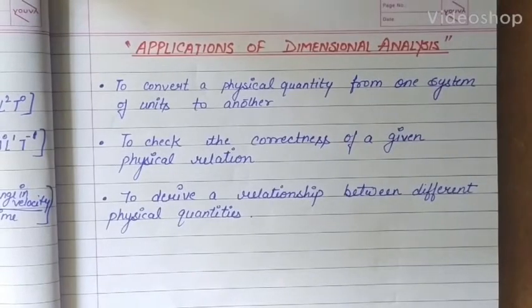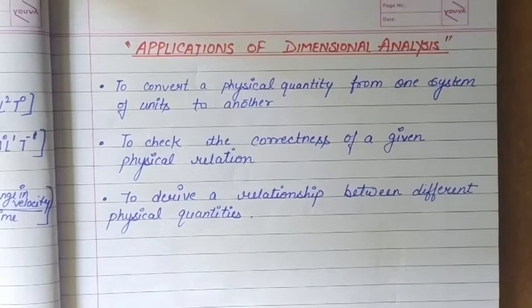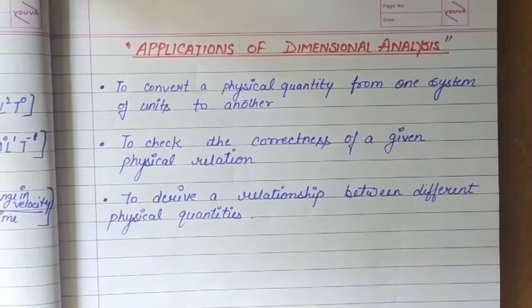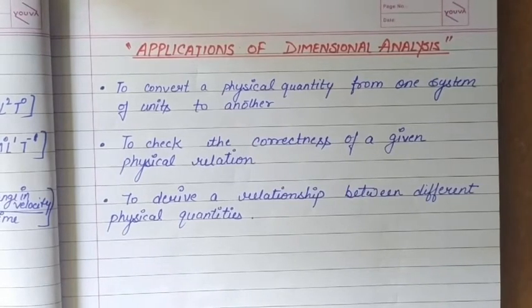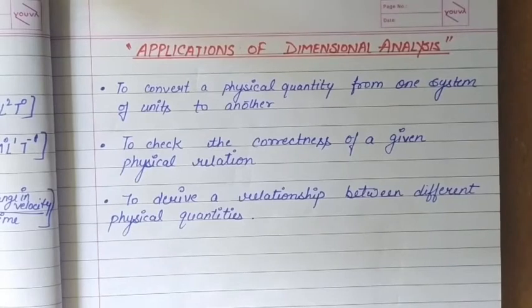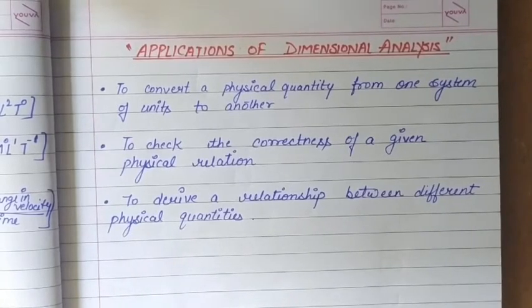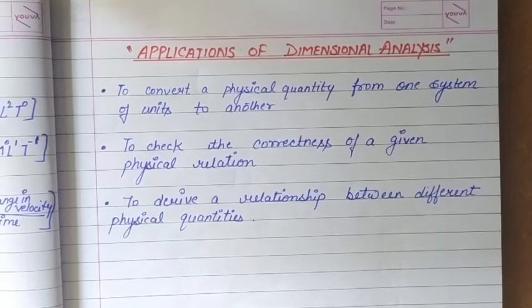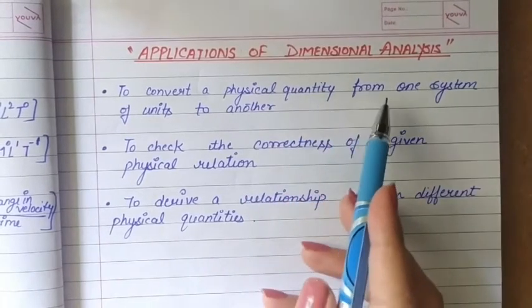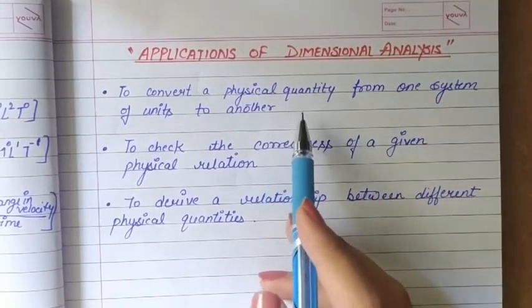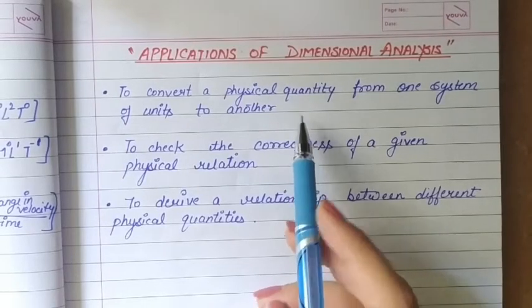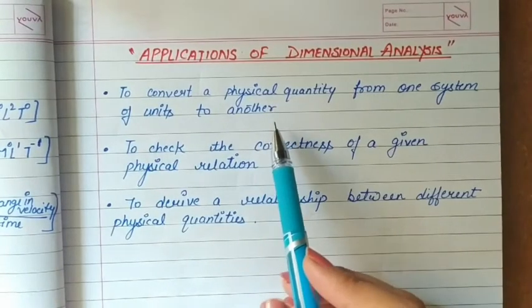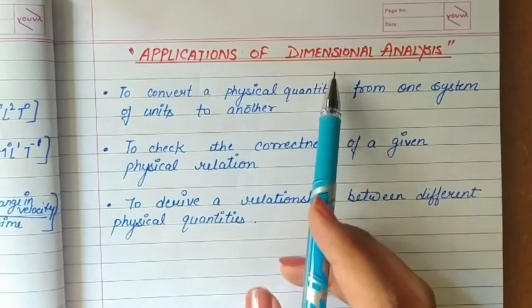Welcome back, students. So in this video we are going to study the applications of dimensional analysis. Why are we studying dimensions? That's what we are going to study now. There are three main applications of dimensional analysis where we can use this technique. Dimensional analysis is helpful to convert one physical quantity from one system of units to another, like from MKS to CGS or CGS to SI system. So we can convert a physical quantity from one system of units to another with the help of dimensional analysis.